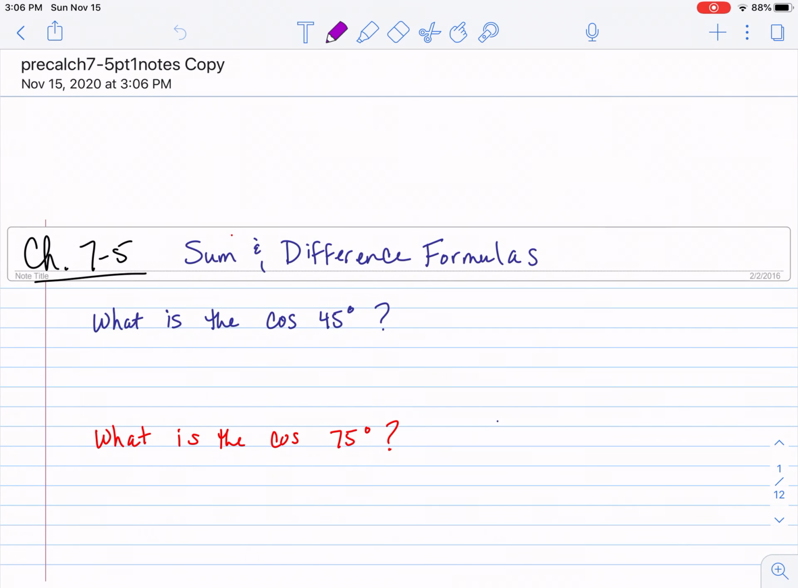Hey guys, this is the chapter 7-5 notes. It's sum and difference formulas.